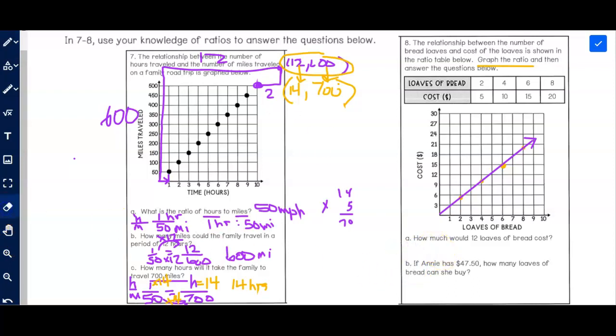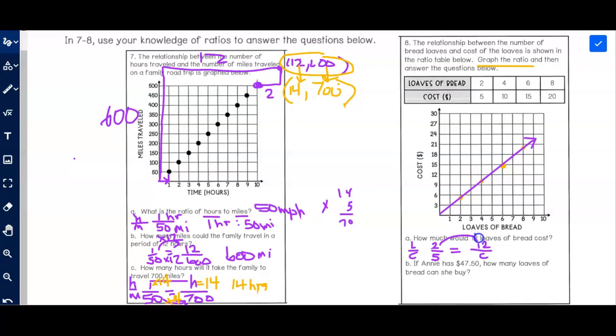We're going to do that. Trying to write in a little space here. L for loaves and C for cost. And it's 2 loaves cost $5. And we're trying to figure out how much 12 loaves is going to cost. So we set up that equal fraction. Okay, and then we'll use the graph to see if our answer makes sense.